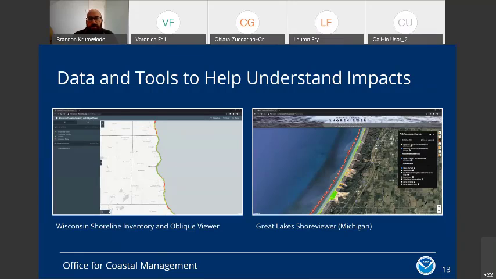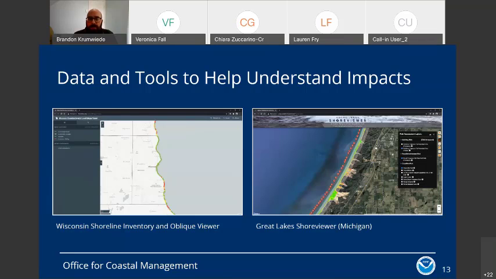And we're not the only ones creating useful data and tools. The coastal programs, as well as the state agencies, have created some really useful tools for each of their states as well. On the left, you have, for example, the Wisconsin Shoreline Inventory, an oblique imagery viewer. This is actually, in this particular scene, showing the bluff erosion or condition susceptible to erosion. And on the right, you have the Great Lakes Shore Viewer from Michigan, again, capturing some of that similar information and showing those oblique photos to help people understand how the shorelines change over time as well. And these are just two examples.